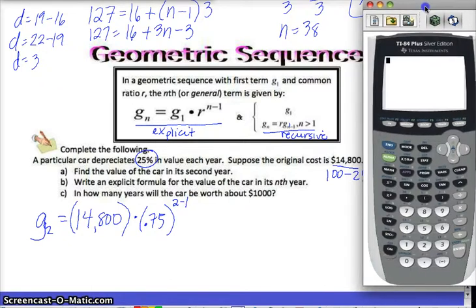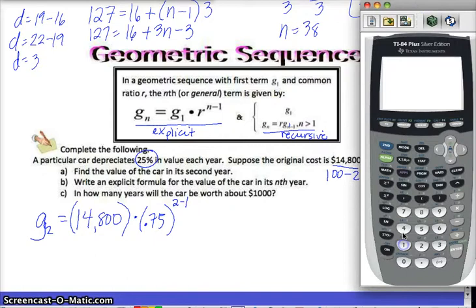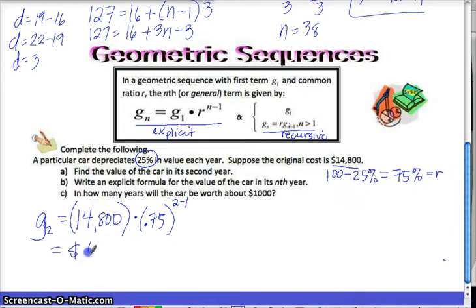So you grab your calculator, you do 14,800 times 0.75, and we get $11,100. So it's worth $11,100 in the second year.